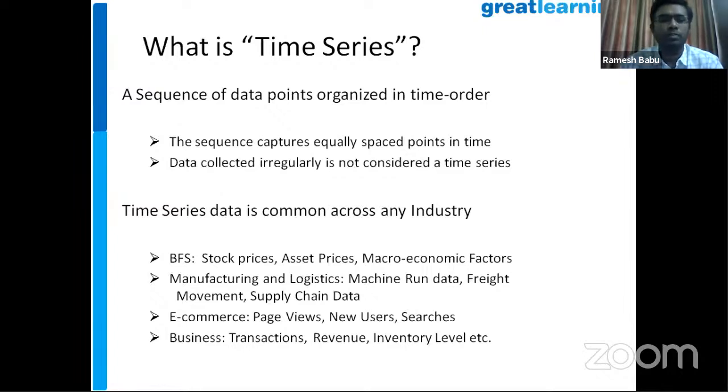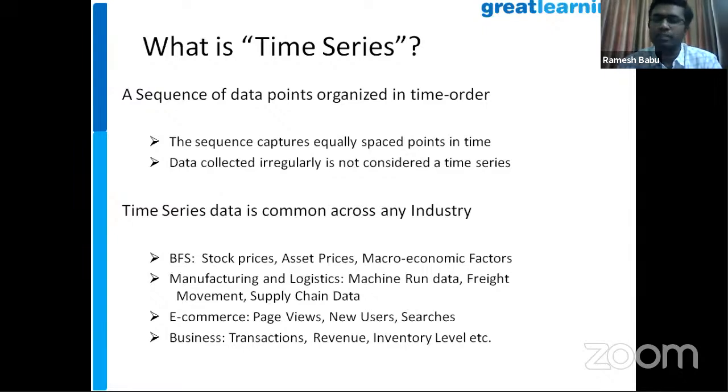So how do we use it in the normal domain perspective? In banking and financial services, what different time series modeling can be used, for example, in stock market prices? Each and every minute, even every second or every 10 seconds, the stock prices may vary, depending on demand, volume, PE ratio, PC ratio, and so on. Stock prices, asset prices and macroeconomic factors are all data where time series can be used in banking and financial services.